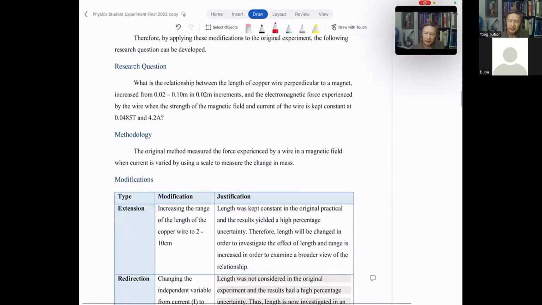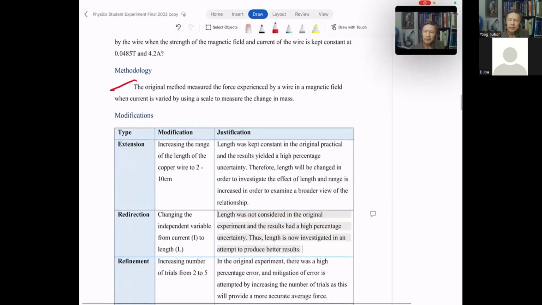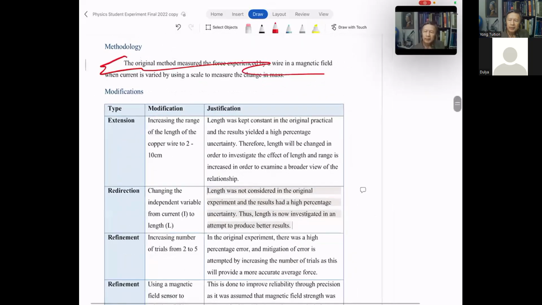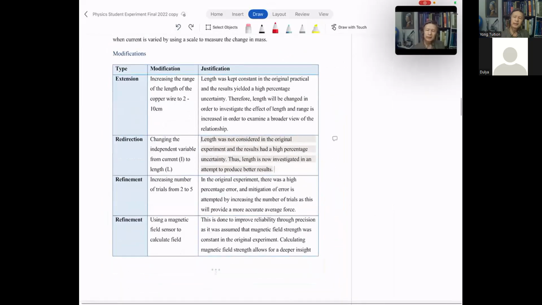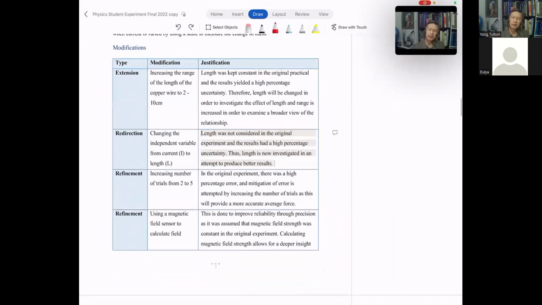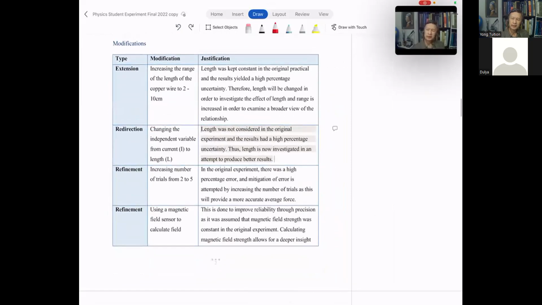The original method measured the force. This one isn't as important. We don't get any marks for it. Our teacher just said to include that. Oh, this is just a formality, right? Let's go to your results. And the modifications is important. Oh yes, can you make sure?